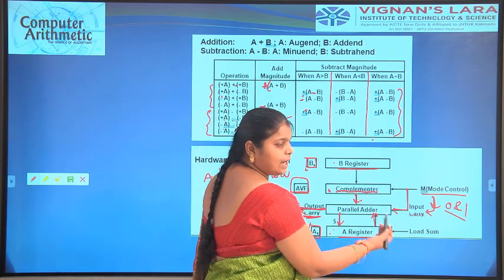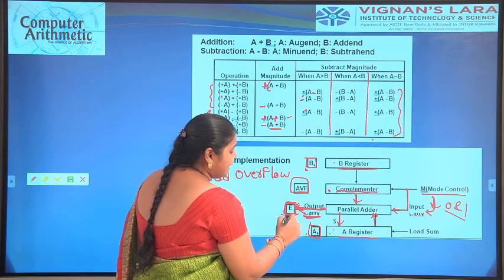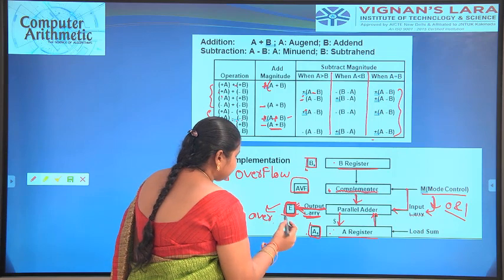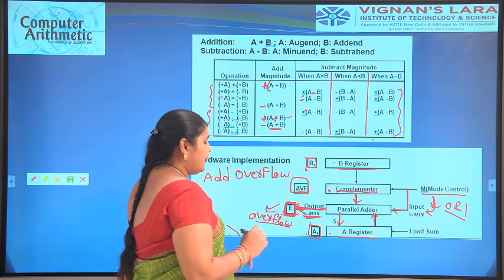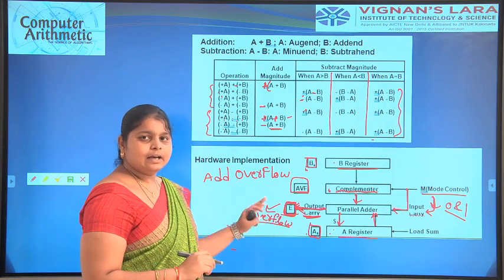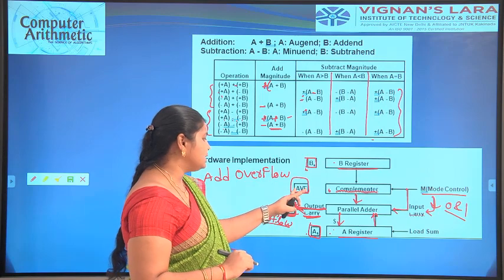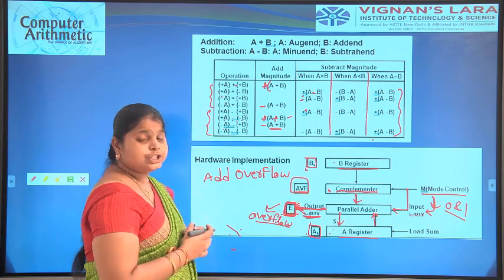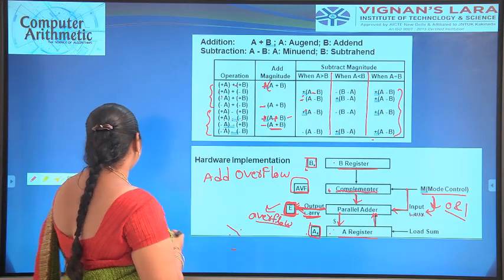The input and output operations are done in parallel. When a carry occurs, E means the overflow condition. All cases are kept as not overflow. Whenever a carry occurs, the output will be placed in the carry. Okay, next AVF means add overflow. Okay, this is the addition and subtraction of computer arithmetic and its hardware implementation.